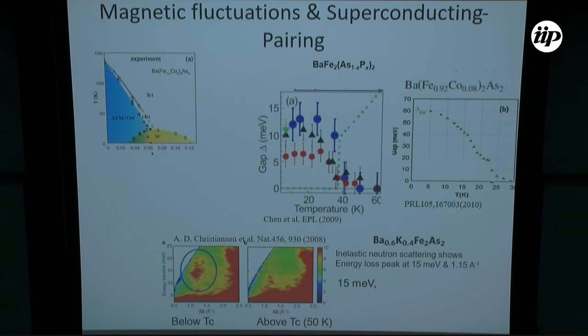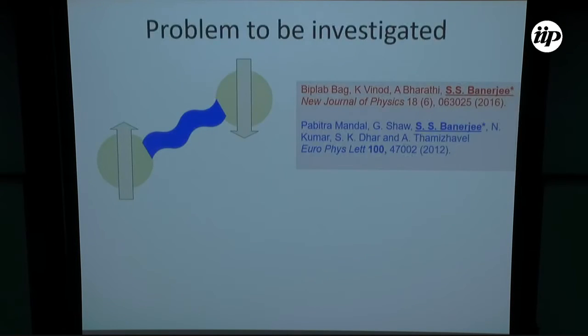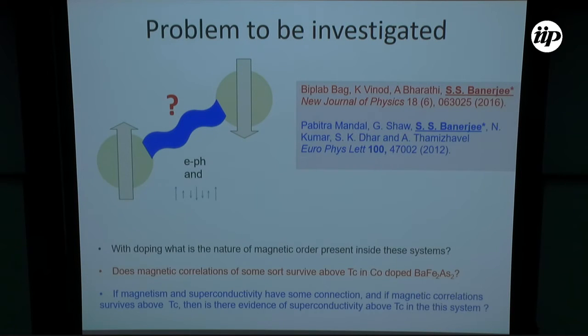So I will basically be interested in the cobalt doped iron arsenide superconductor. And the type of question that we would like to ask is, what does doping actually do to the nature of magnetic order which is present inside the system? What is the real effect of doping? And do magnetic correlations survive in some way above the TC of the superconducting state in these systems? And what is the form of those correlations? And if magnetism and superconductivity are in some way connected to each other, and magnetic correlations survive above TC, is there any evidence of superconducting fluctuations also existing above TC? So these are the types of questions that I will be interested in asking.